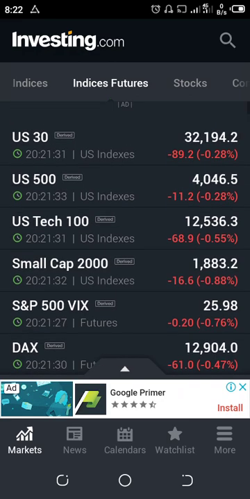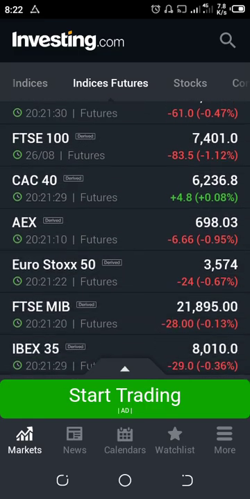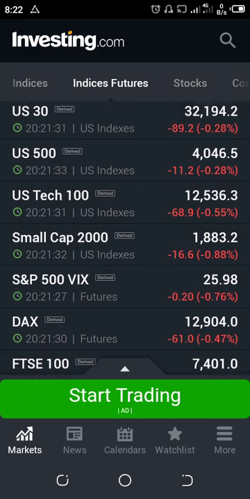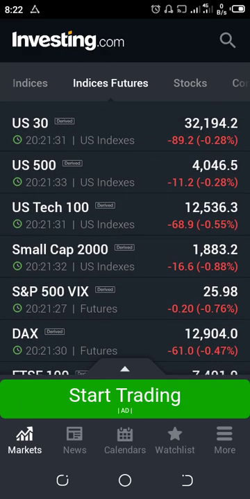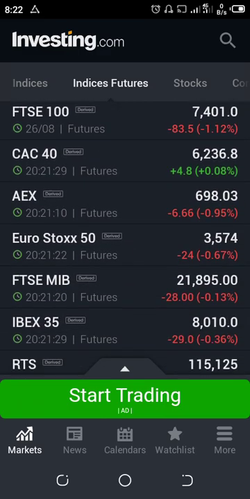Now we have a few examples. There's quite a number of them. As you can see, we have US 30, US 500, US Tech 100, Small Cap 2000. The list is quite endless.